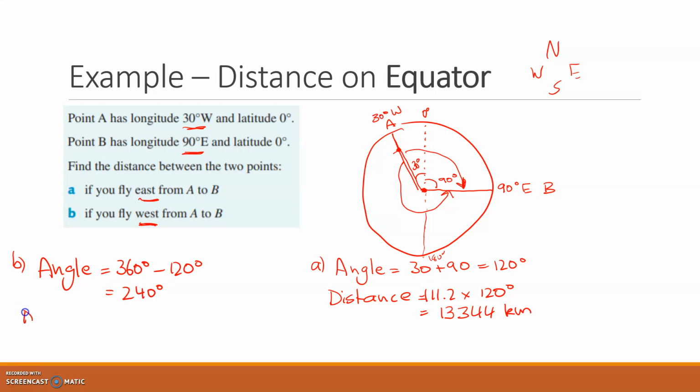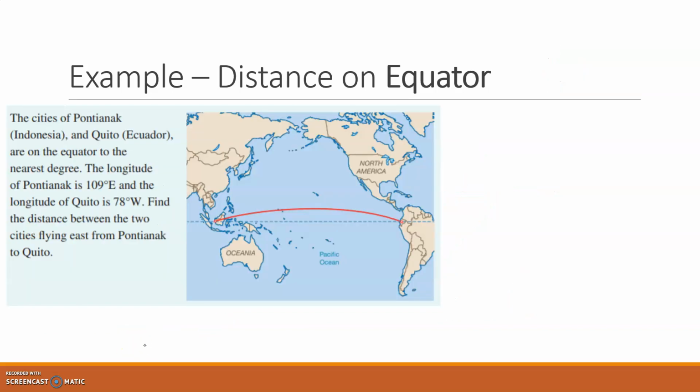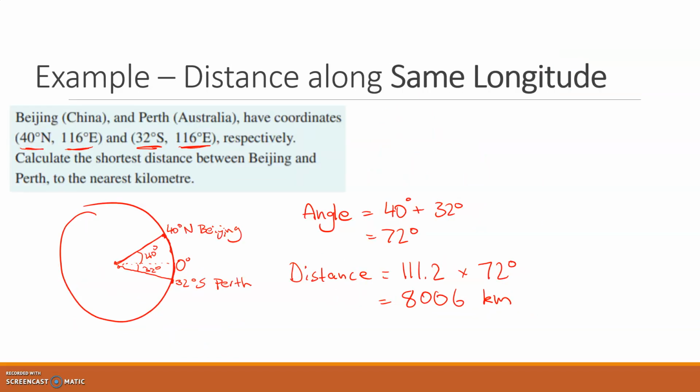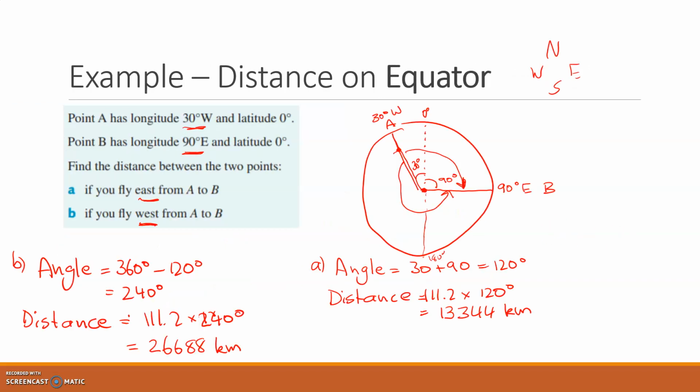Wonderful. So now we can just do our distance because it's on a great circle. The distance is 111.2 times 240 degrees, and my answer is 26,688 kilometers. So that was distances on the equator, and the example we did before that was distances along the same longitude. Now, those are the easiest versions of these questions. We'll take a look in our next video at distances along the same latitudes. So I'll just end this one here.